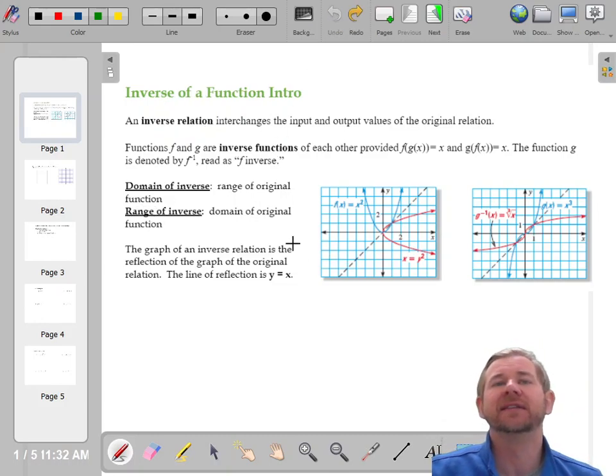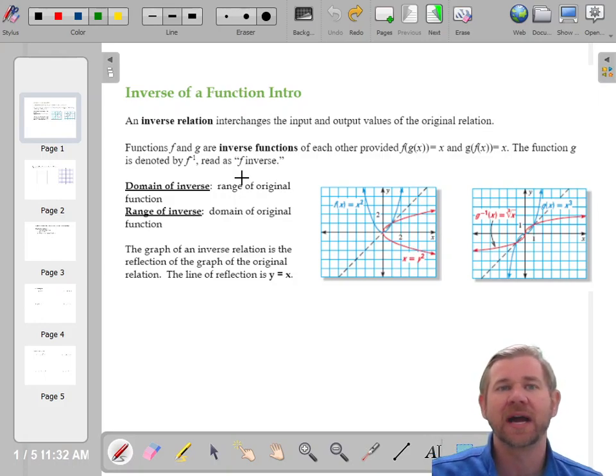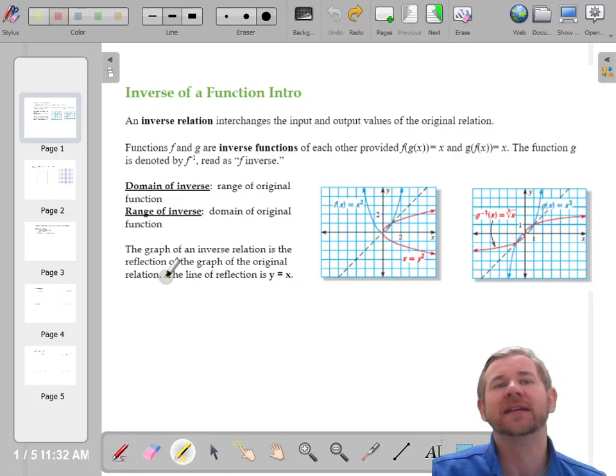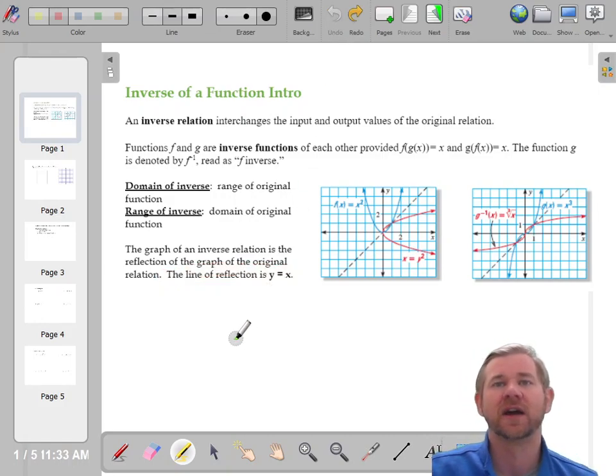The main idea here is if you're trying to find the inverse of a function, you're going to flip x and y. Everywhere you see an x is going to become a y, and that's because what we're really finding is the line of reflection will be y equals x. You flip the inputs and the outputs, and it ends up being a reflection over a line.